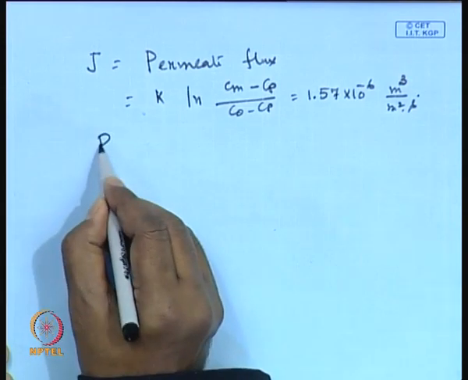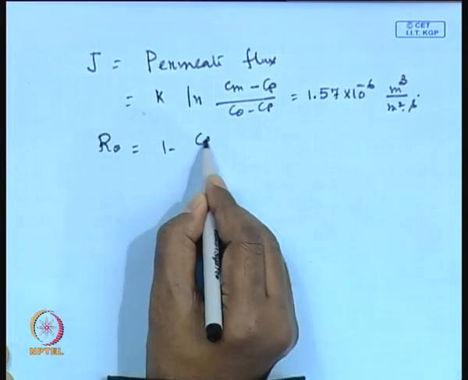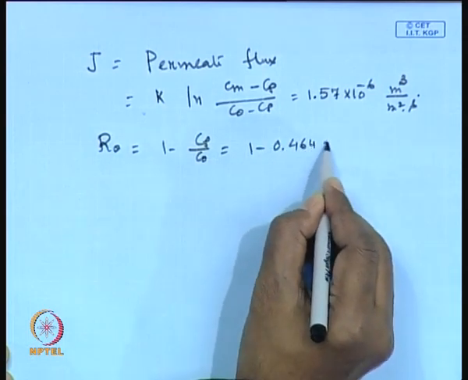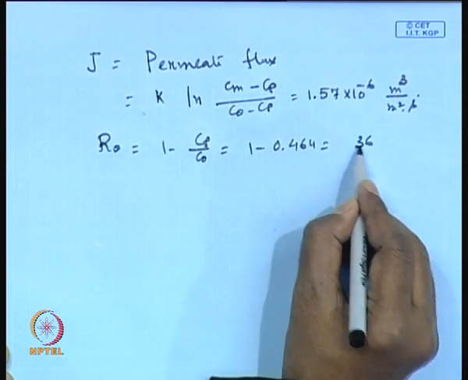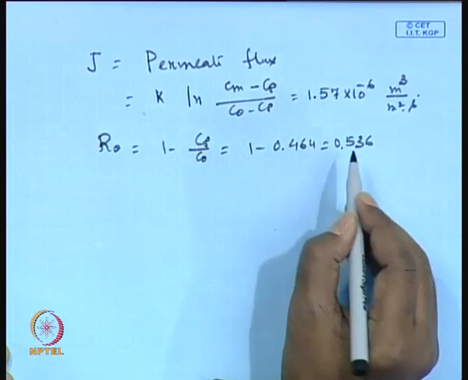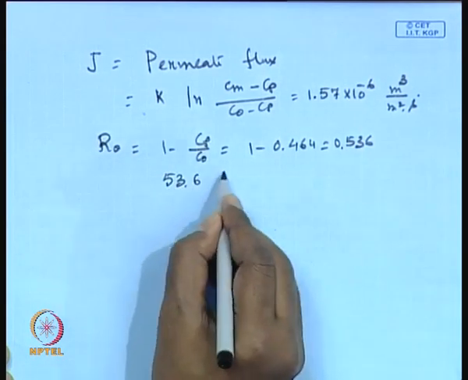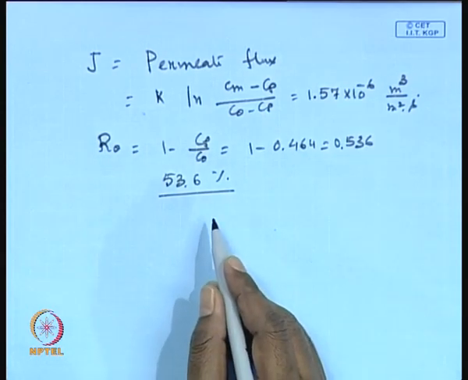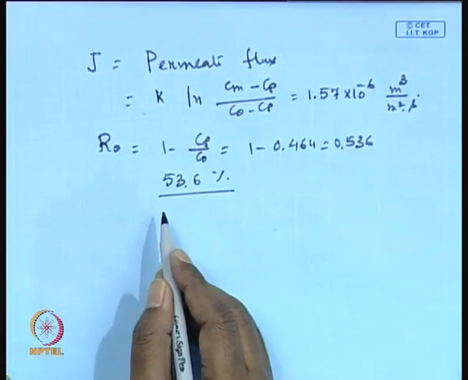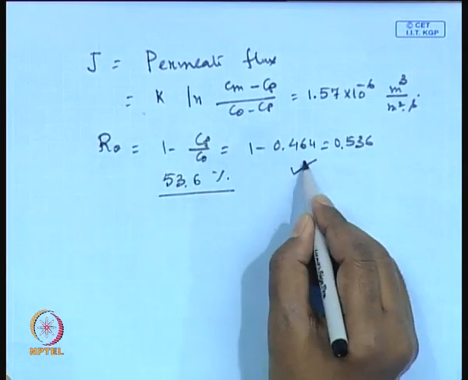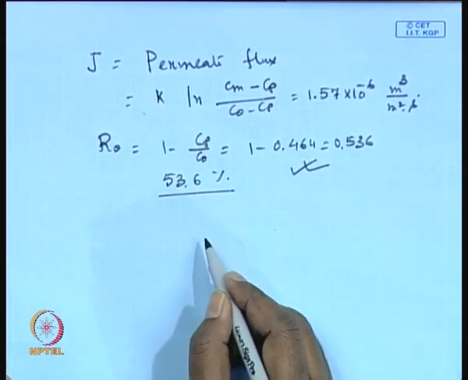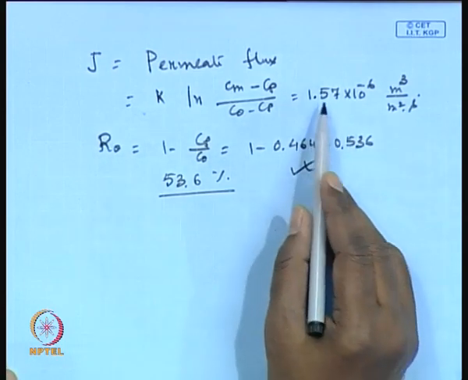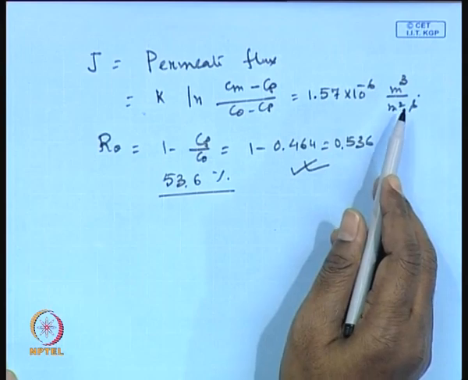So, the observed retention that you will be getting is 1 minus Cp by C naught. So, it will be 1 minus 0.464. So, you are going to get around 53.6% rejection of this particular solute using this particular membrane. Okay. And so this gives the quality of the permeate, and the quantity of the permeate will be given by the filtrate rate or the permeate flux, that will be 1.57 into 10 to the minus 6 meter cube per meter square second.